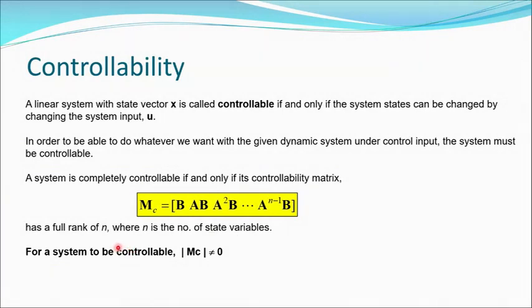We can also identify the controllability of the system by calculating the determinant of MC. For a system to be controllable, the determinant of MC is not equal to 0. However, if the determinant of MC is equal to 0, it means that the system is uncontrollable.